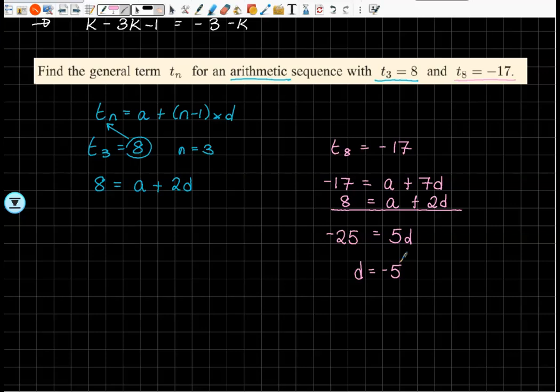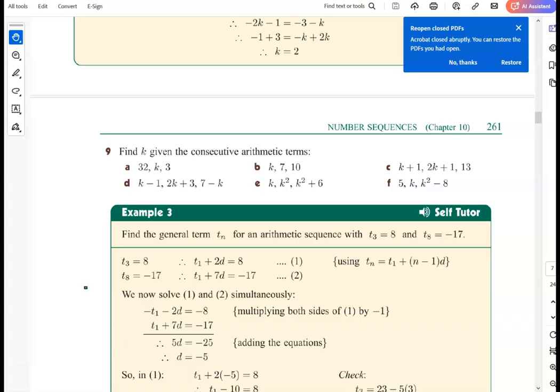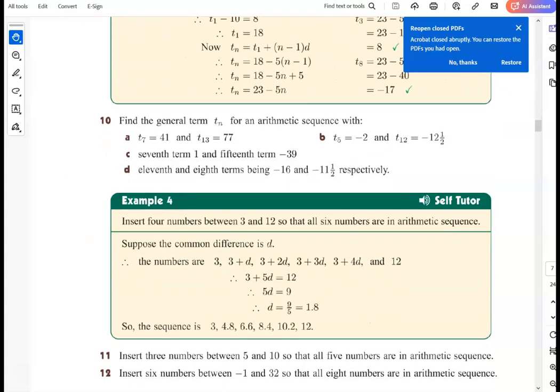Okay. How do we then find A? Slap it back in. Okay, so they get a bit more crazy, but it's just simultaneous. We good with that?